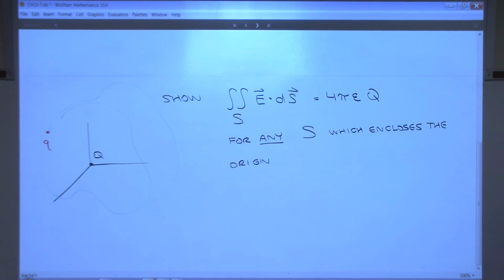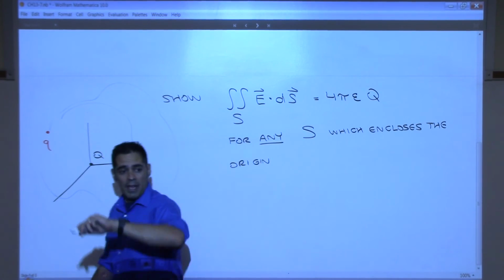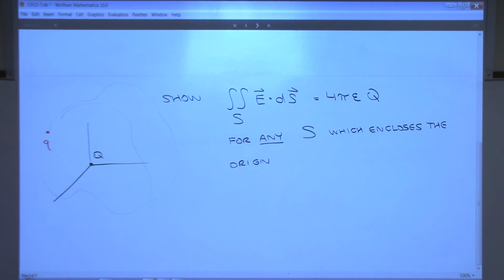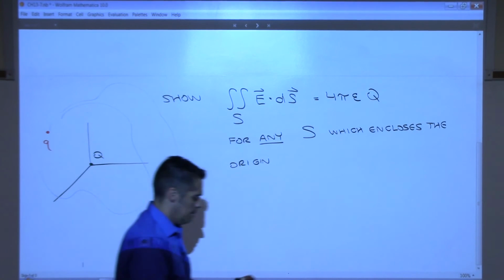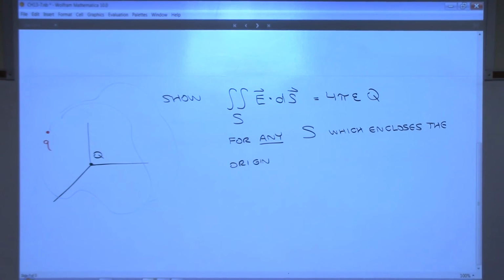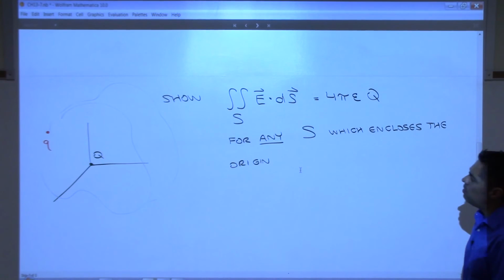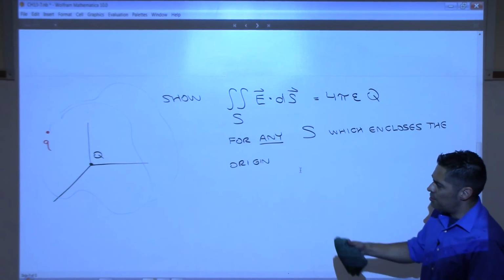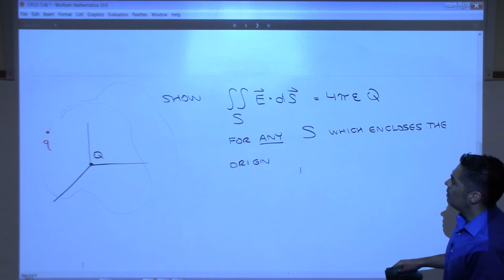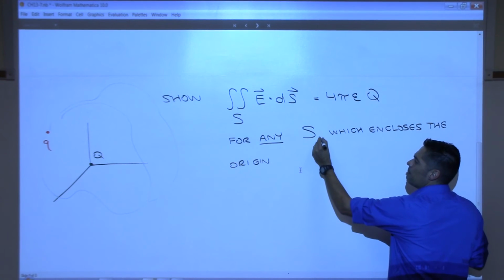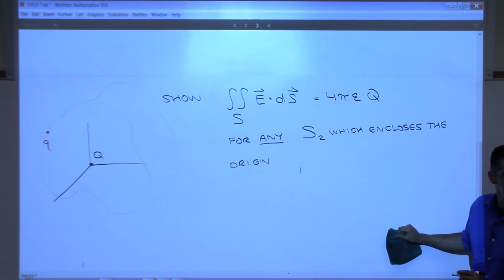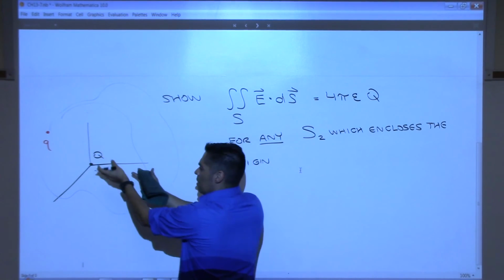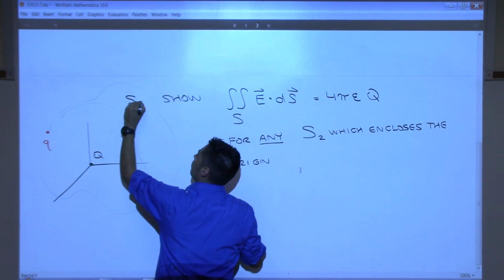Now, we ran into a problem like this a while back. I showed you this example where we were trying to show something for any circle or any curve that enclosed the origin. Do you all remember that? And we were able to do it. We were kind of sneaky about it, but we did it. I'm going to do something similar here. All right, so the first thing I'm going to do, here's my picture. Just to make it easy to go back and look at what we drew a second ago, let's call this right here S2. So this surface that encloses our origin point, this is S2.